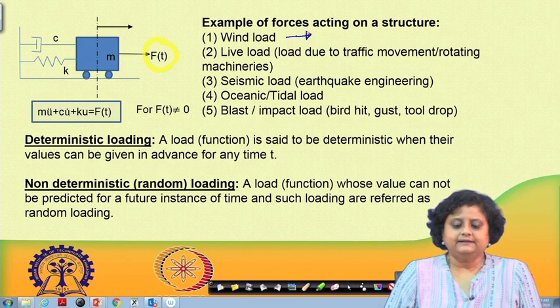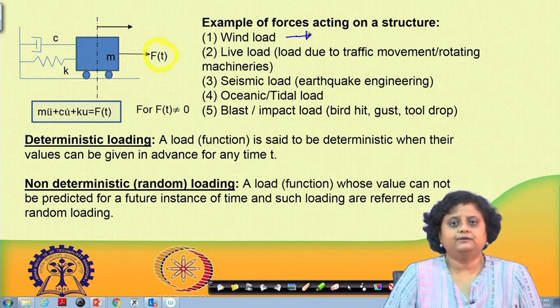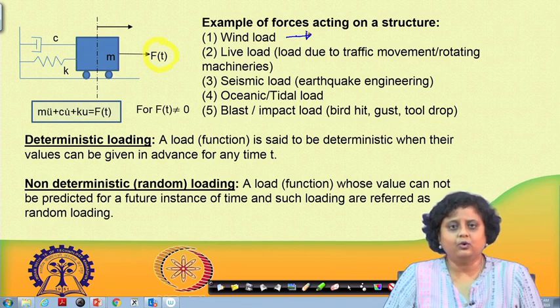The next common form of load is live load. By live load, we understand the load that is experienced by a structure due to, say, traffic movement, movement of vehicles, or several machineries that are hosted on a structure. All these forms of load are called live load. This is very commonly experienced by any civil infrastructure.